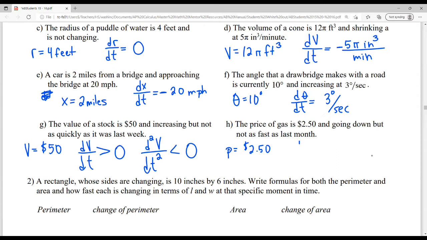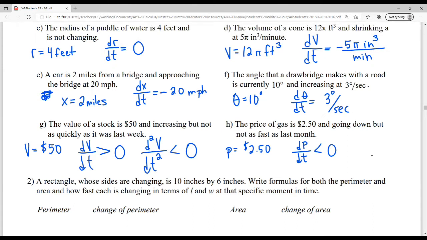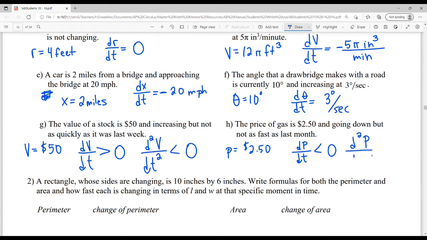So how is the price changing? The price is decreasing. And since that price is decreasing, we know that that rate has to be negative. And it says it's decreasing, but not as fast as it was last month. So it's decreasing slowly. It was decreasing faster last month. So the second derivative in this case would be positive.